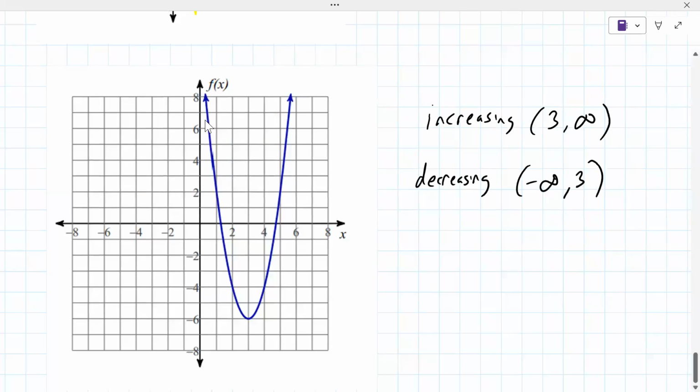Now, if you're wondering why it's negative infinity, it's because it goes to the left forever. It's the x values, not the y's. Is that okay? Yes. All right. Any questions on that? No. Okay, I think you've got that down.